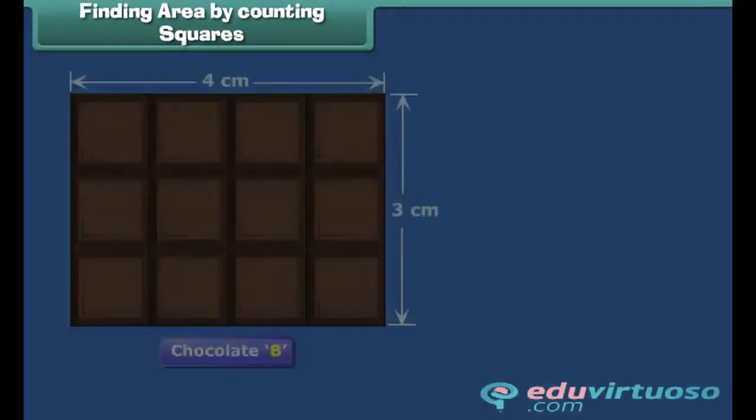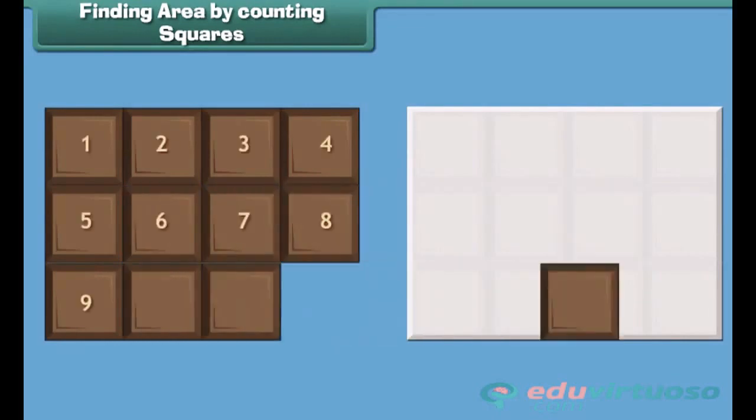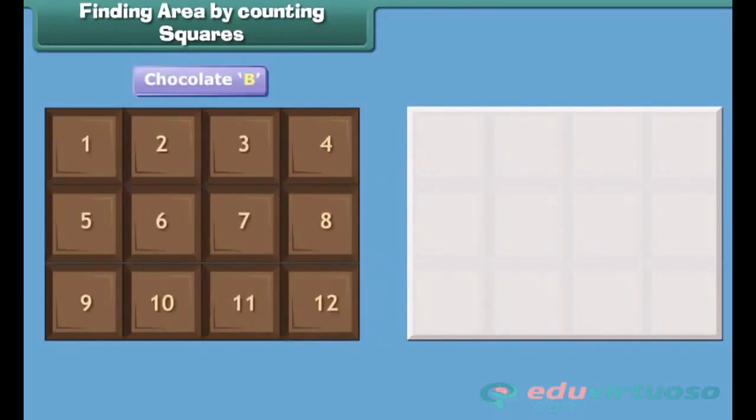Now let us find the area of chocolate B. The length of the chocolate B is 4 centimeters. Its width is 3 centimeters. So, 4 squares can be arranged along its length and 3 squares can be arranged along its width. In total, 12 squares can be arranged on this chocolate.